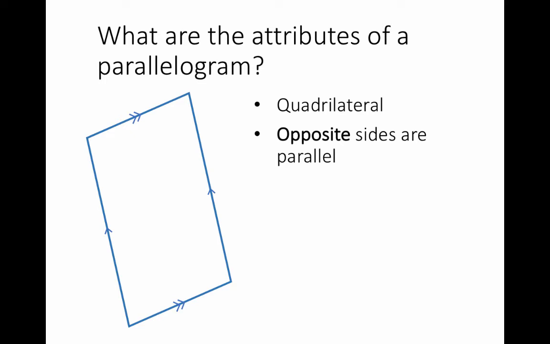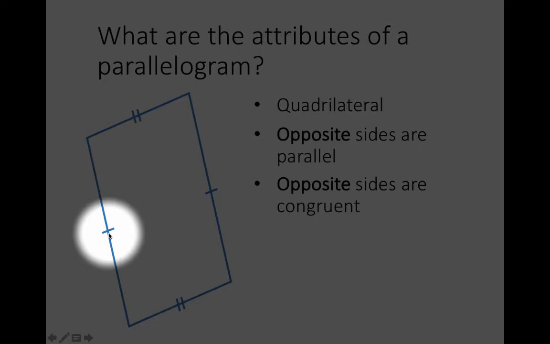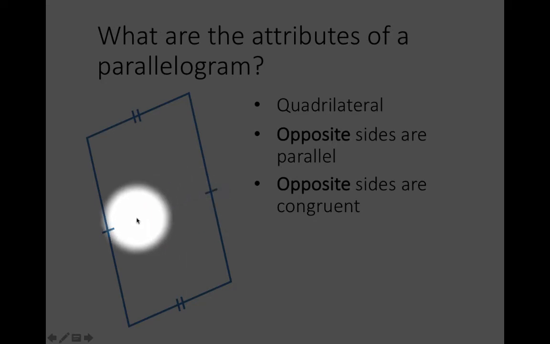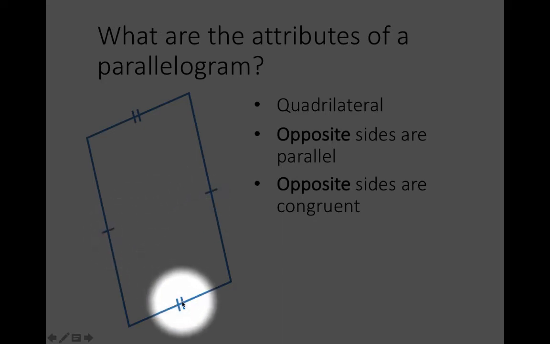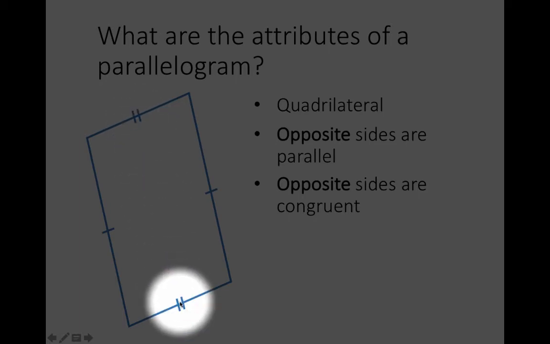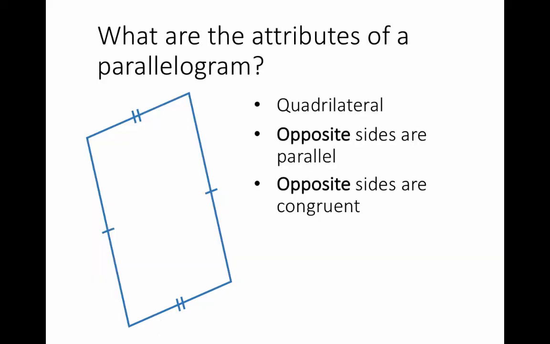It kind of looks like someone squished a rectangle. Part of the reason that a parallelogram looks like a tilted rectangle is that the opposite sides are not only parallel, but also congruent. The single hash mark on this side and this side indicate that those opposite sides are congruent. The double hash mark on this side and this side indicate that those opposite sides are congruent. They have the same length.